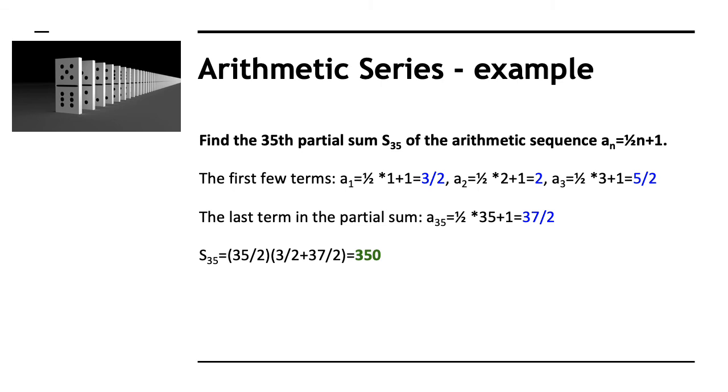Let's move on to an example to demonstrate the formula in action. To find the 35th partial sum of the sequence described requires us to find the first and 35th terms. In this case, we find a sub 1 to equal 3/2. Given that we're interested in the 35th term as well, we simply multiply our common difference of 1/2 by the 35 and add 1. Using these two values, we can then calculate the sum of the first 35 terms in the sequence, which is 350.